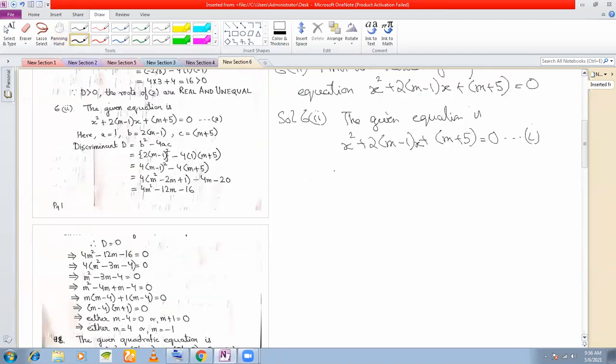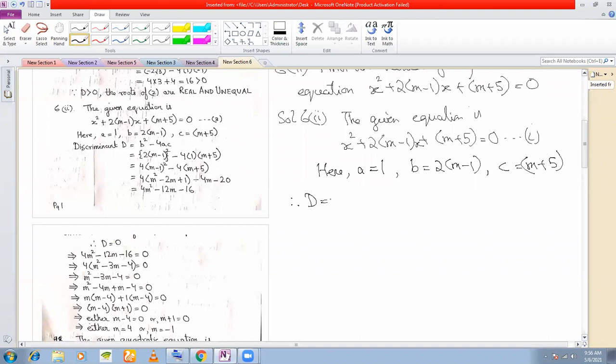Okay, so here the coefficient of x square, a, is 1, the coefficient of x is twice m minus 1, and the constant term here is m plus 5. We now proceed to find out the discriminant. Therefore d is equal to b square minus 4ac. B here is twice m minus 1. We'll put the entire thing in curly brackets. B square minus 4, a is 1, c is m plus 5.